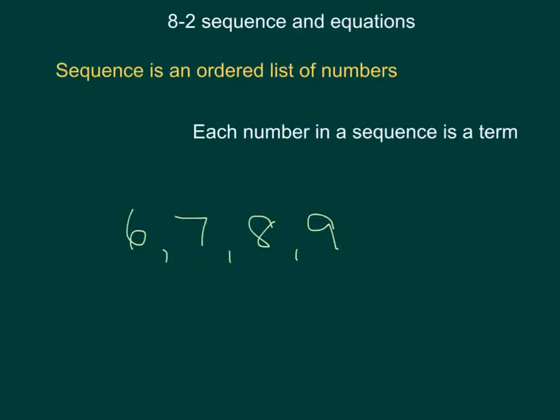Lesson 8-2, Sequence and Equations. A sequence is an ordered list of numbers, like the one here: 6, 7, 8, 9. They're in order and they're listed. And then each number in a sequence is a term. So 6 is a term, 7 is a term, 8 is a term, 9 is a term, and so on and so forth.